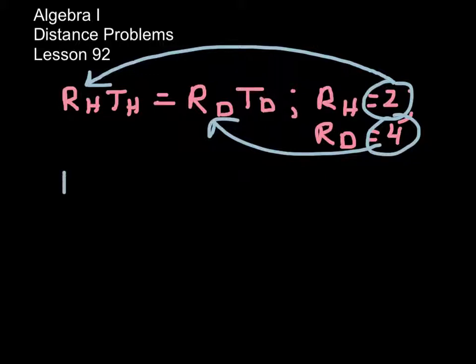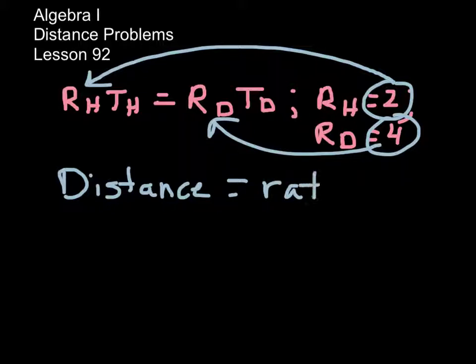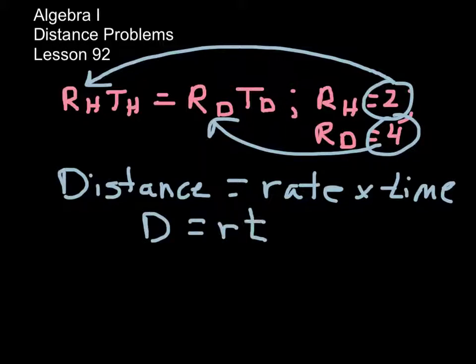So a fact that we know is that distance is equal to rate times time. And this is just a fact. So for example, we abbreviate this. We just call it D is equal to R times T.